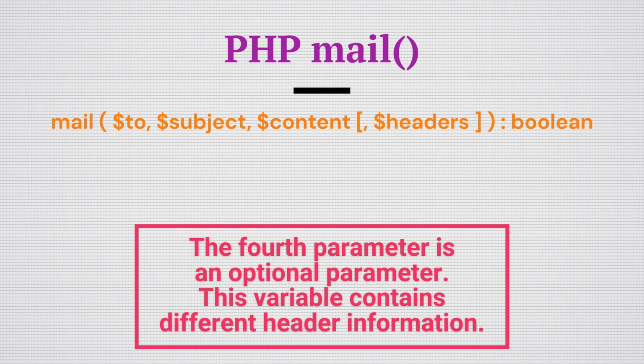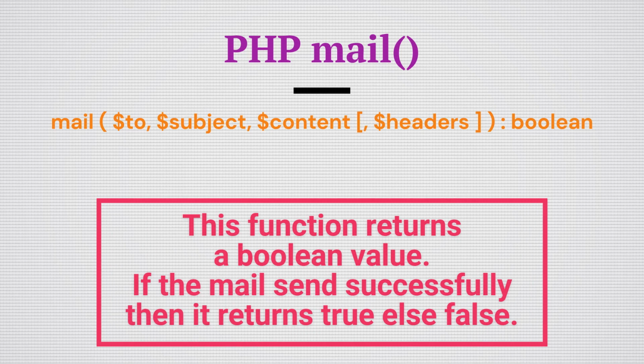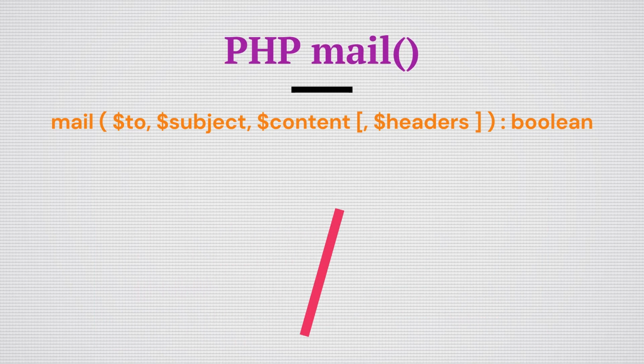This variable contains different header information such as sender name and email address, carbon copy or CC name and email address, blind carbon copy or BCC name and email address, HTML headers, etc. 7. This function returns a Boolean value. If the mail sends successfully, then it returns true, else false.